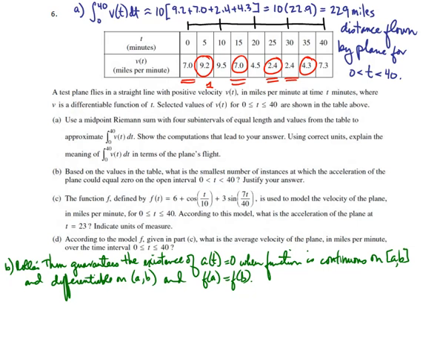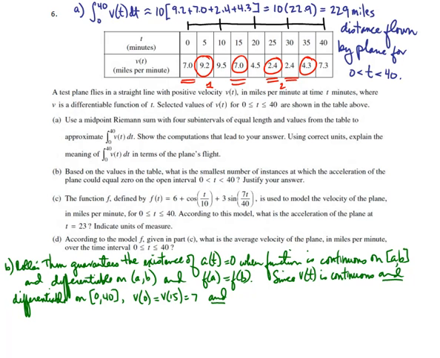And so v of t is continuous and differentiable on 0 to 40, and v of 25 equals v of 30 equals 2.4. Then a of t has to equal 0 at least twice. And it may be more than that, but it can't be less than that by Rolle's theorem.